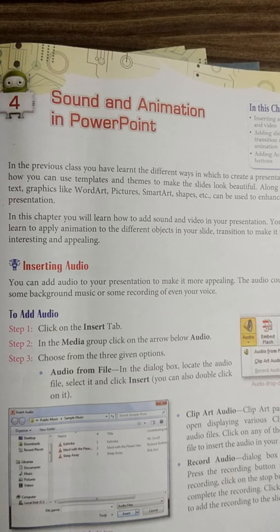Okay. So in this chapter, you will learn how to add sound and video in your presentation. You will learn to apply animation to the different objects in your slide, and transition to make it interesting and appealing. Okay. Students, there is a difference between transition and animation, and most of you have confusion also. Actually, transition we apply when we have to move from one slide to another slide. Okay, how the slide will move? It will move in a spiral way, it will move in a flash way. Okay, different effects are there.